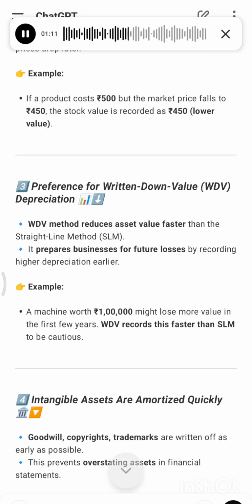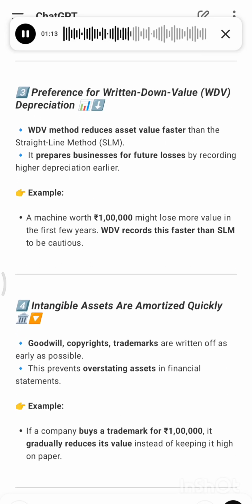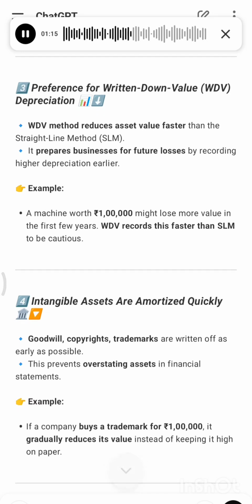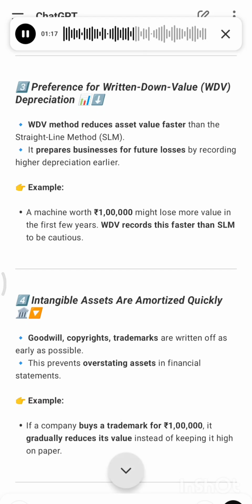3. Preference for written down value, WDV depreciation. The WDV method reduces asset value faster than the straight line method, SLM. It prepares businesses for future losses by recording higher depreciation earlier. Example: a machine worth $1,000 might lose more value in the first few years. WDV records this faster than SLM to be cautious.